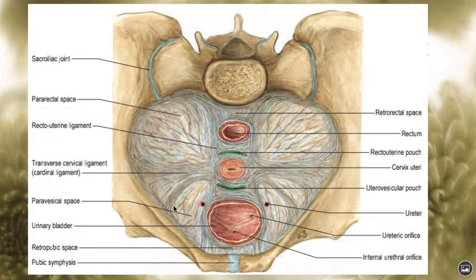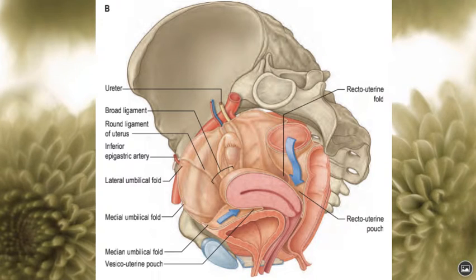Yeah, paravesical fossae over here. Okay, here. This is the median umbilical fold. This is the medial umbilical fold. Median means midline, and medial you all know.